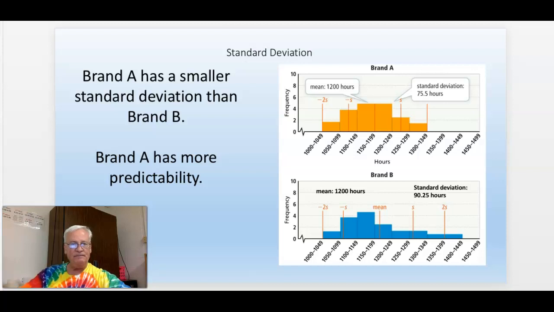Guys, the last thing, if you notice here, these are brand A and brand B. The standard deviation is less for brand A, 75.5 hours, right here, see that? And here the standard deviation for brand B is over 90 hours. What that means is brand A actually has more predictability to it. Less variance, or a smaller standard deviation, means it's more predictable.